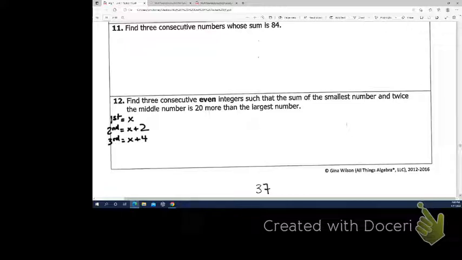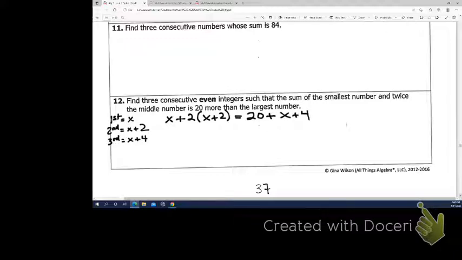So now in this case, we have sum, but it's not quite the way that we usually have sum, because it's not the sum of all the numbers. It's the sum of the smallest, so the smallest would be the x, and twice the middle number. So we're going to add the smallest, x, plus twice, so 2 times the middle one, which is x plus 2. That's how it's represented. So the sum of the smallest and twice the middle is, so there's my equal sign, 20 more than the largest.